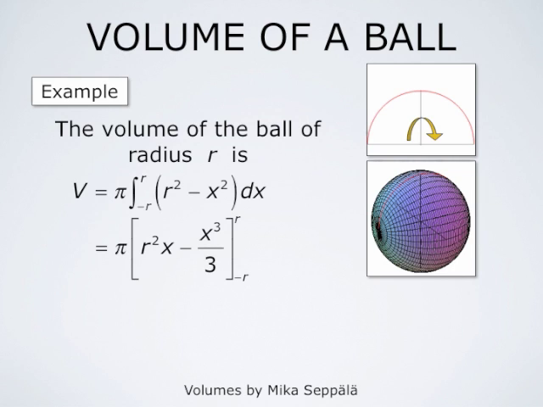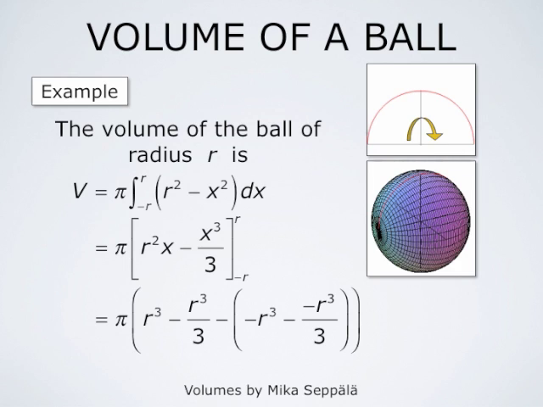Integral of r squared with respect to x, an antiderivative, is r squared times x. An antiderivative of negative x squared is negative x cubed over 3. We substitute from negative r to r. And we get that the volume is pi times, from the upper limit, r cubed minus r cubed over 3. And then we subtract what we get from the lower limit. We substitute negative r in place of x.